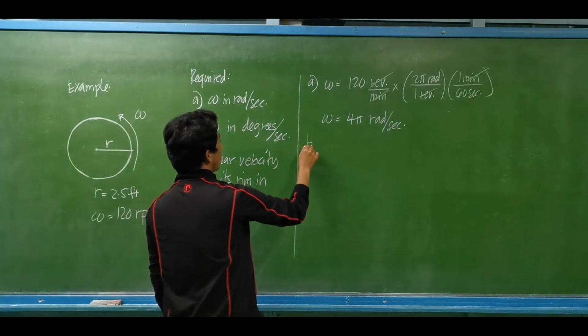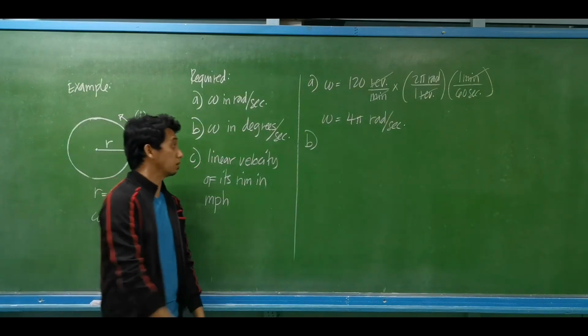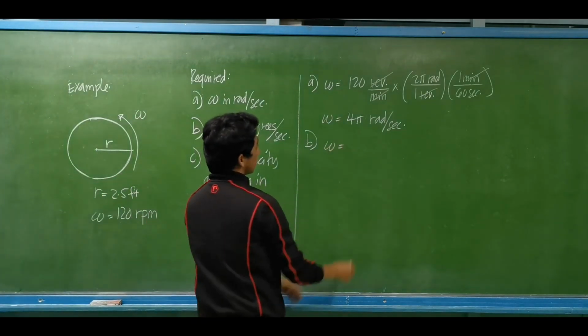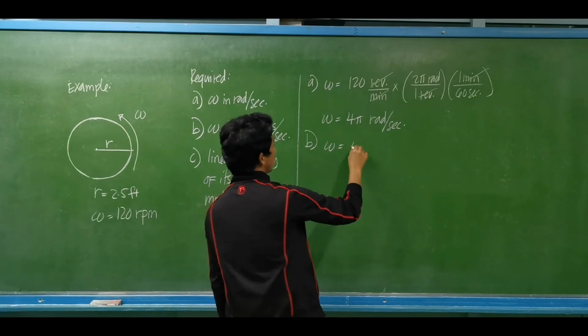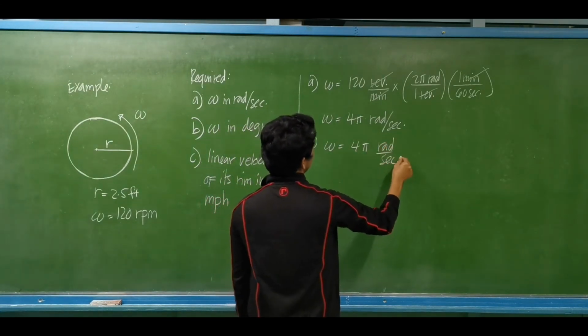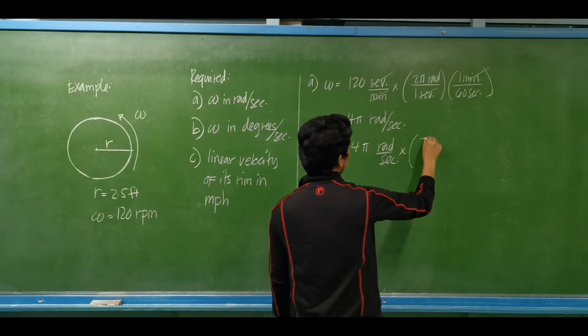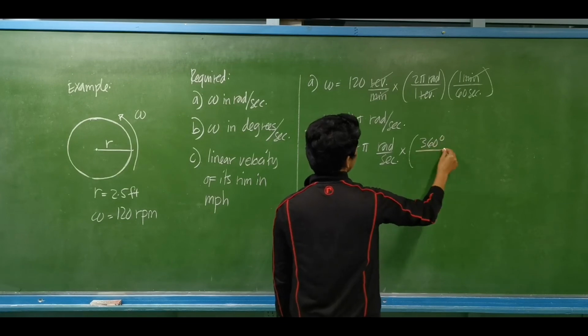Then we have letter B. We are required to have the angular velocity in degrees per second. So we have the angular velocity in radians per second. This is 4 pi radians per second. All we have to do is multiply this by 360 degrees to 2 pi radians.